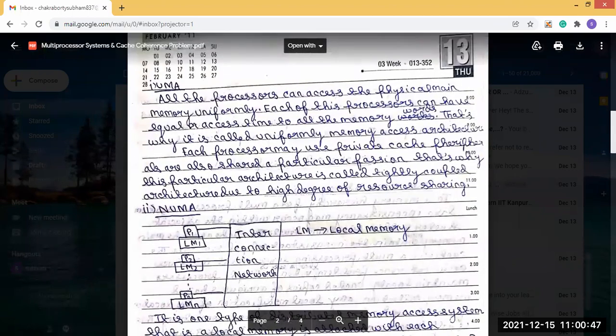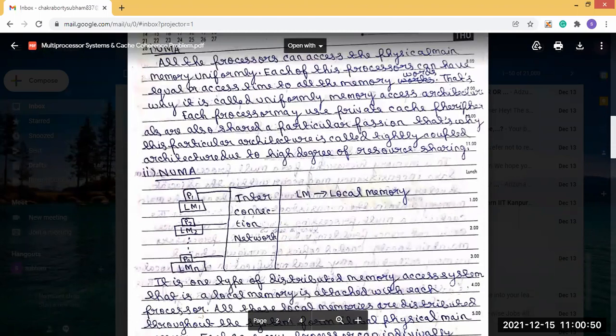Then the next type is NUMA, the non-uniform memory access model. That means all processors' memory access time is not the same. That's why it is called NUMA, non-uniform memory access model. It is another type of distributed memory access system.